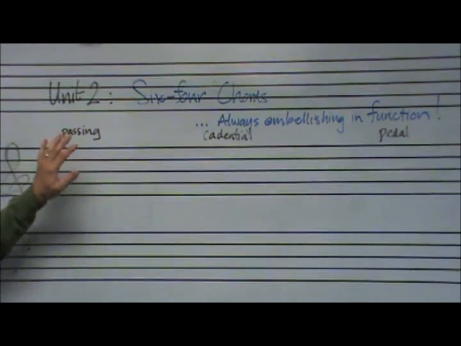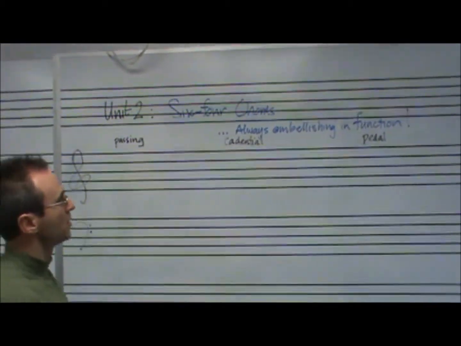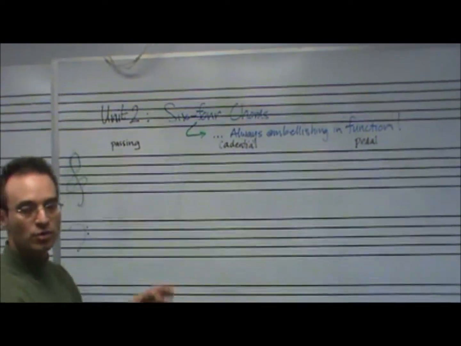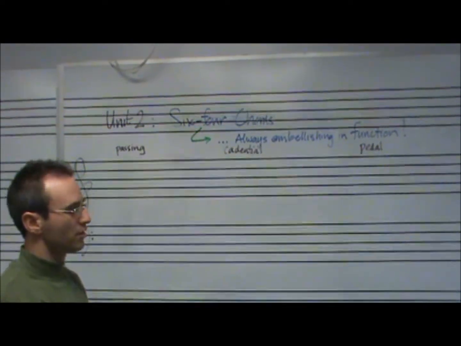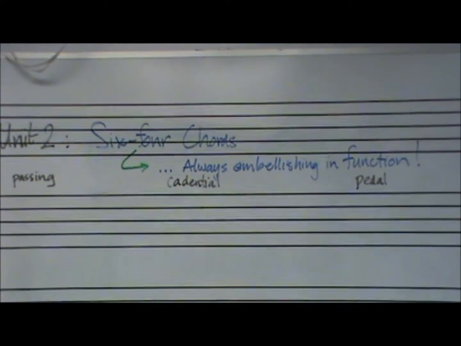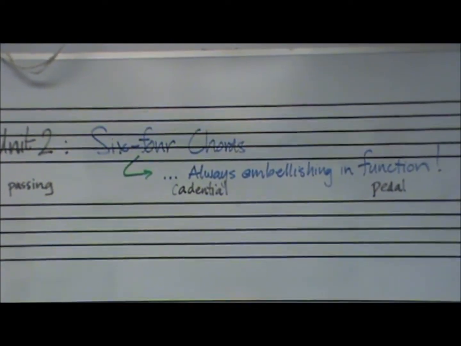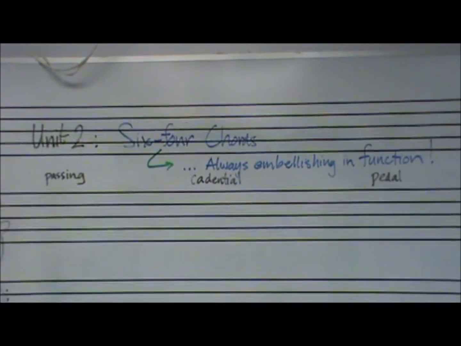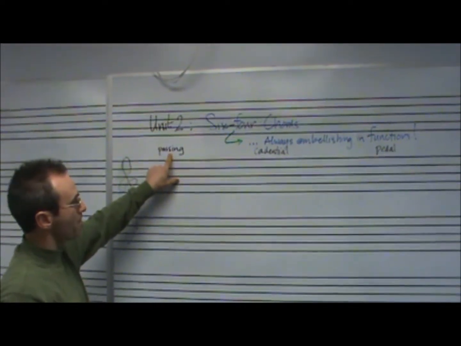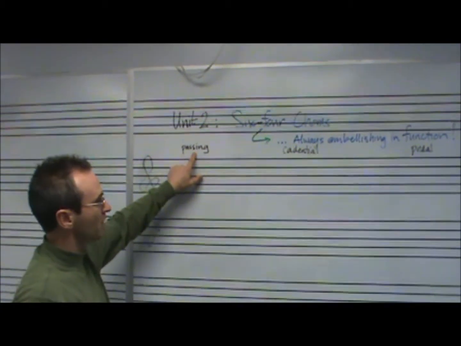In Unit 2, the third main topic is 6/4 chords, and I want to emphasize that this really ties into embellishing chords because they're always embellishing in function. They're not going to bear one of those main functions like tonic, dominant, or predominant. They're always going to embellish other chords. Usually they're flankers.